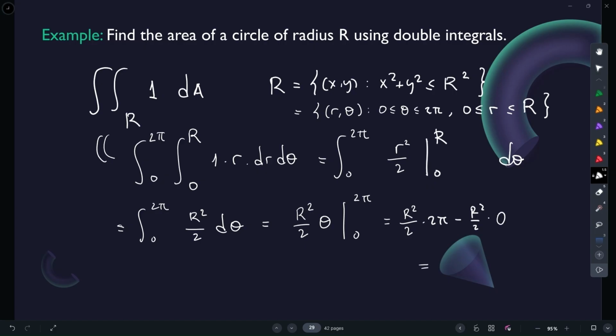And the final answer is that this is just 0. The 2's cancel out like before, and I get pi r squared. So the circle of radius r has area pi r squared, as we already knew.